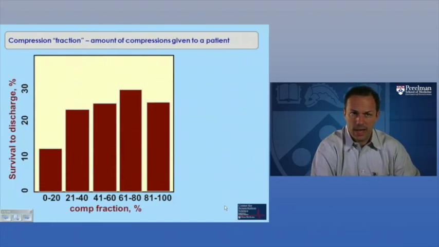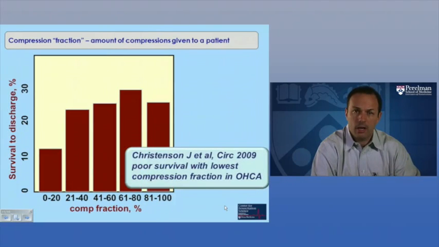Now, other groups have looked at the way we perform CPR. This is a study that was done in the pre-hospital setting or ambulance setting by a large group of investigators. In this study, they looked at something called compression fraction. And compression fraction is basically the amount of time spent actually compressing the chest during an arrest event.